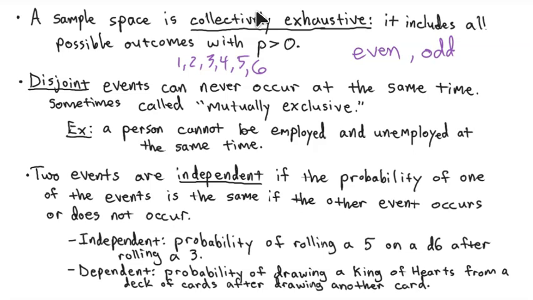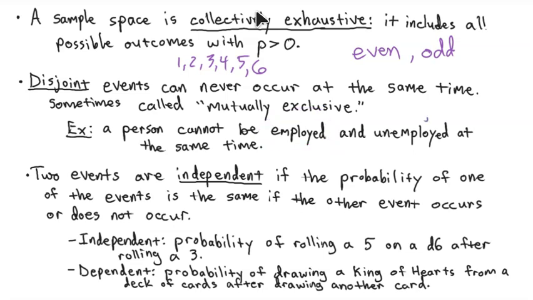Two events are called disjoint if they can never occur at the same time. Sometimes we call these events mutually exclusive. An example of disjoint events is if we were to ask a person, are you employed or are you unemployed? No person can be employed and unemployed at the same time. At any one time, a person is either employed or unemployed. If they are employed, they're not unemployed, and if they're unemployed, then they are not employed.